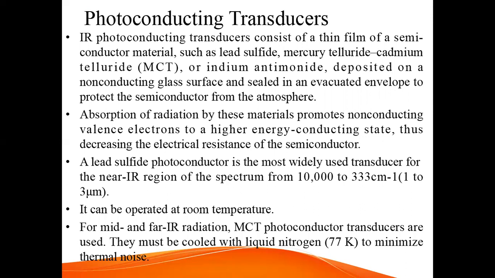A lead sulfide photoconductor is the most widely used transducer for the near IR region of the spectrum, from 10,000 to 333 per centimeter, or 1 to 3 micrometer. It can be operated at room temperature. For mid and far IR radiation, MCT photoconductor transducers are used. They must be cooled with liquid nitrogen at 77 K to minimize thermal noise.